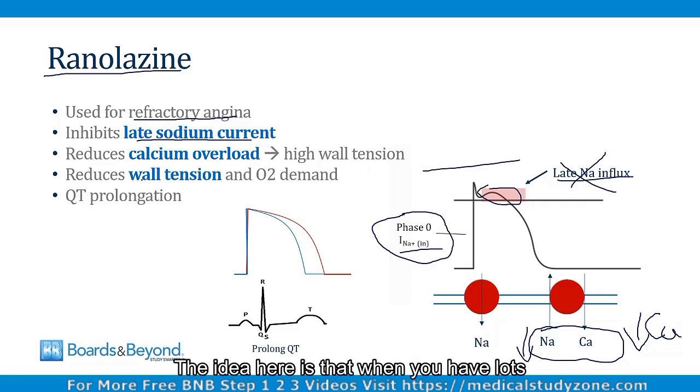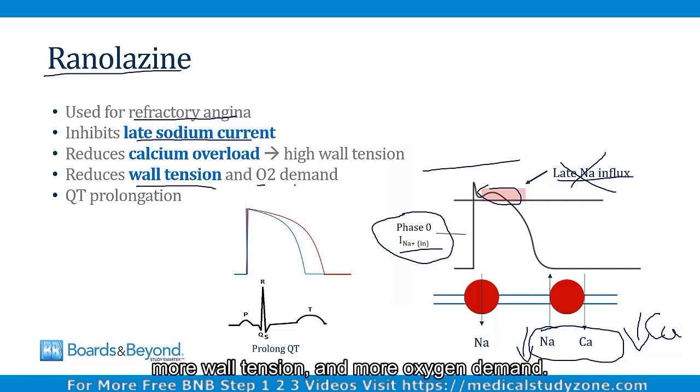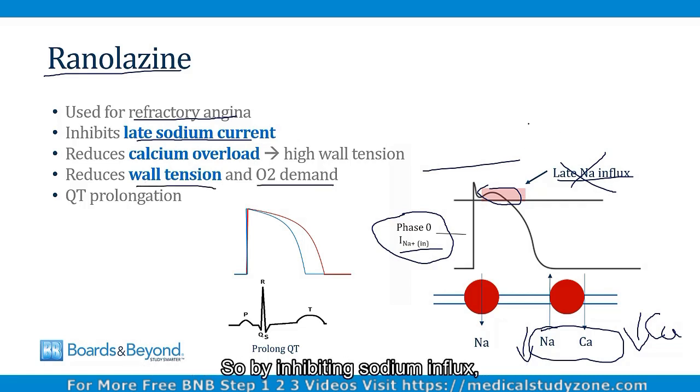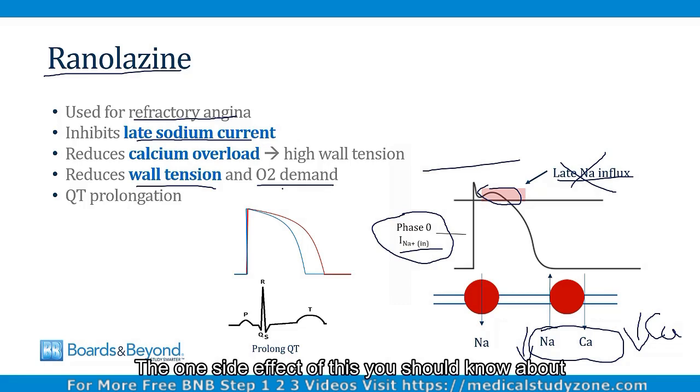The idea here is that when you have lots of calcium in myocytes, there's more contractility, more wall tension, and more oxygen demand. So by inhibiting sodium influx, you decrease calcium in cells and you lower the oxygen demand. So in patients with refractory angina, this can sometimes help by restoring balance in a situation of supply-demand mismatch of oxygen.